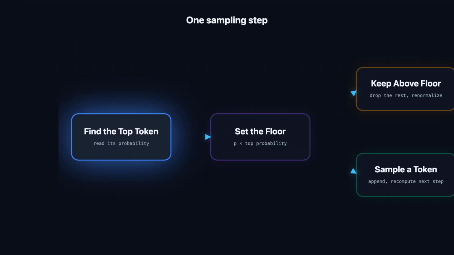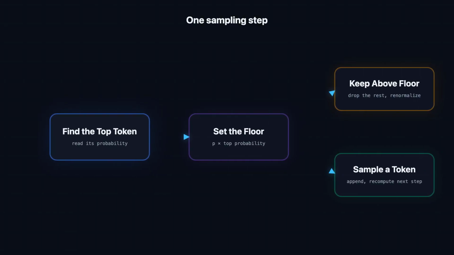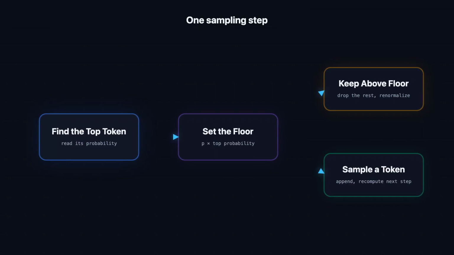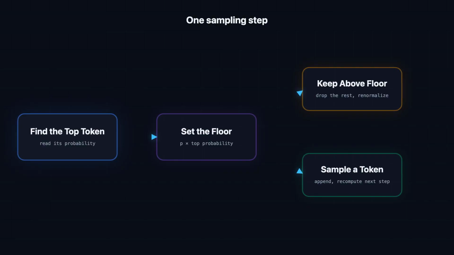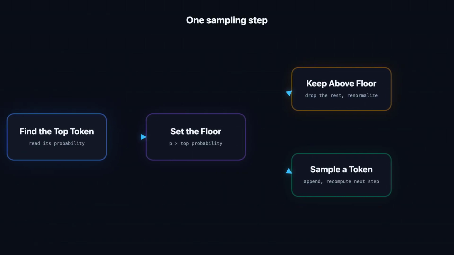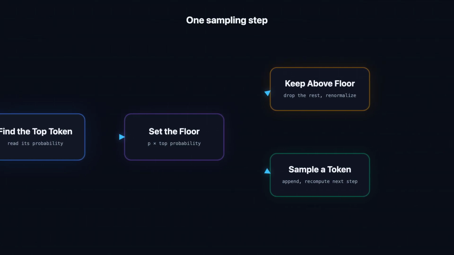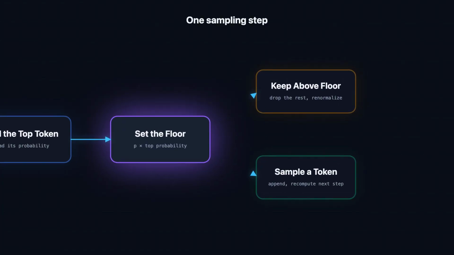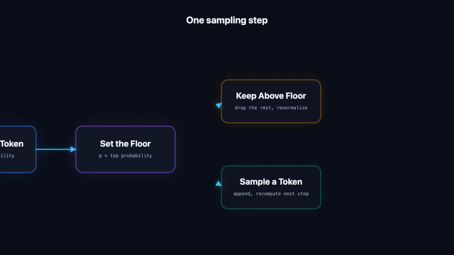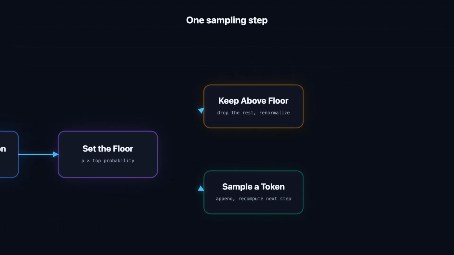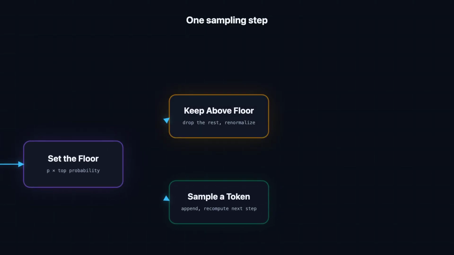Walk the actual computation at one step, piece by piece. First, find the single most likely token and read off its probability. That top value becomes the reference point for everything that follows this step. Nothing is decided in absolute terms. It's all measured against this one leader. Next, set the floor. Multiply that top probability by your chosen fraction P. If the leader sits at 50% and P is 0.1, the cutoff lands at 5%.